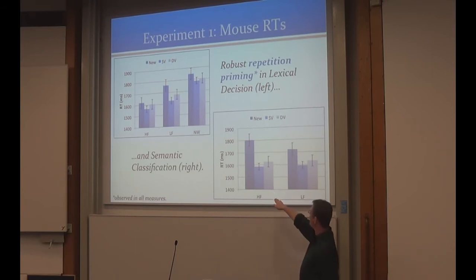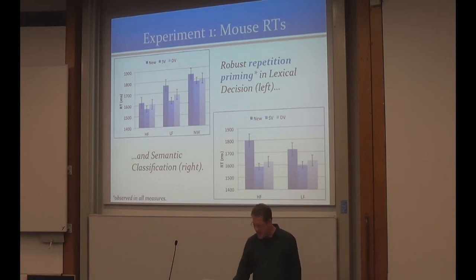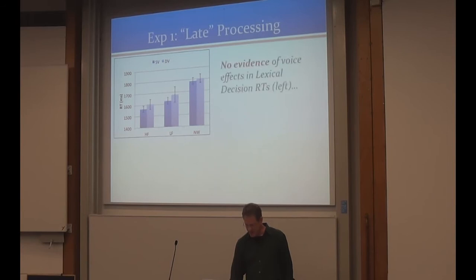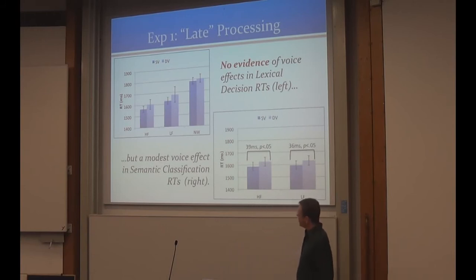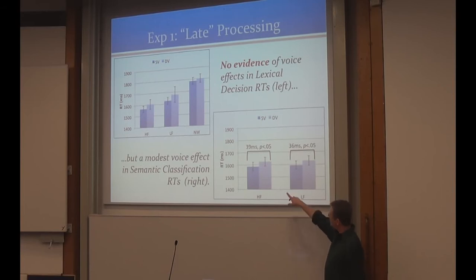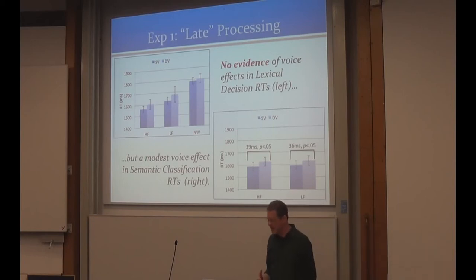New items, high frequency, low frequency, no frequency effect in semantic priming, by the way. But the voice effect, even though it looks like it's there, was not reliable. It was a tiny bit reliable with the mouse click in semantic classification, where people are a little bit faster for same voice repetitions than for different voice repetitions. But it's not an effect that you get excited about.